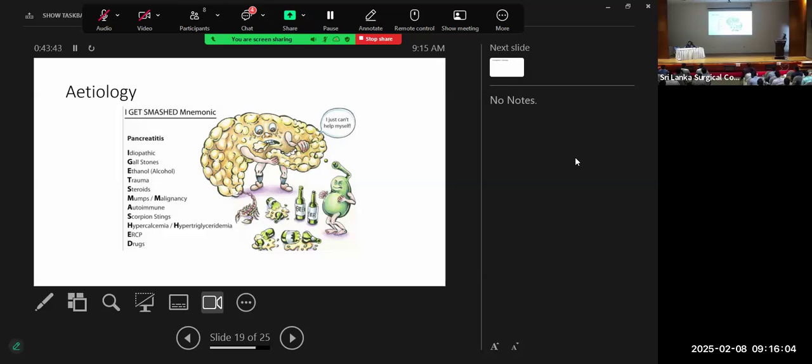Okay. What are the other, let's say a patient has not taken alcohol, and the ultrasound scan does not show any gallstones. How do you proceed with regards to the evaluation for the etiology? So for other etiological factors, we have to check triglycerides and calcium level to exclude hypercalcemia. When would you do calcium levels?